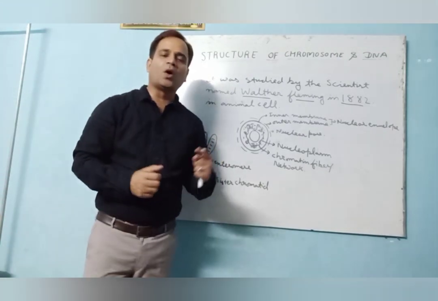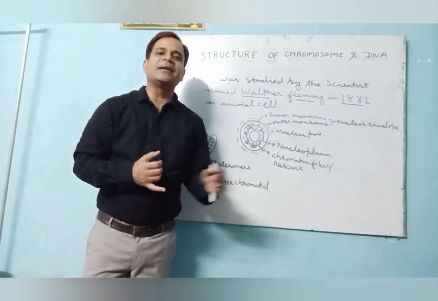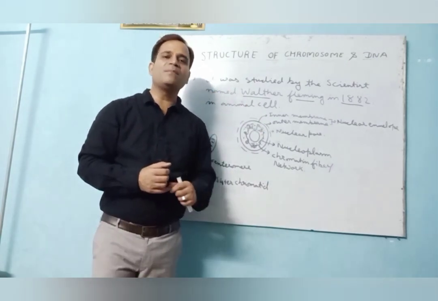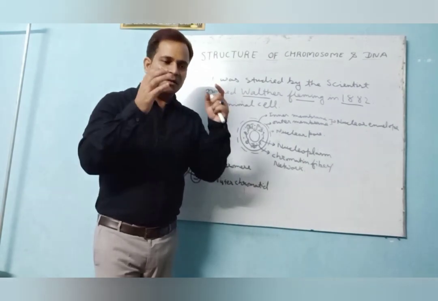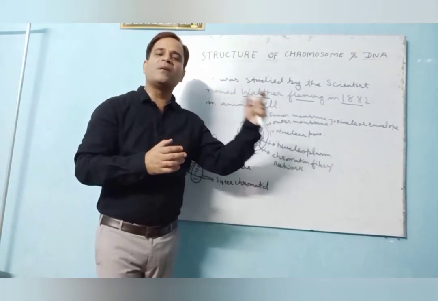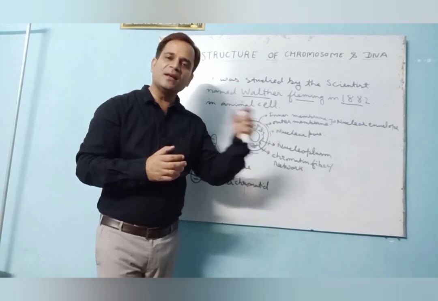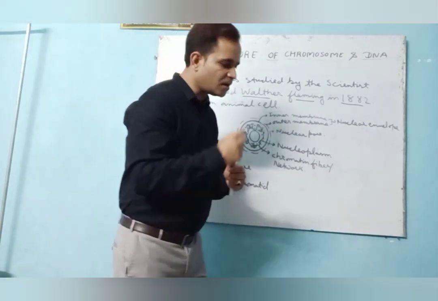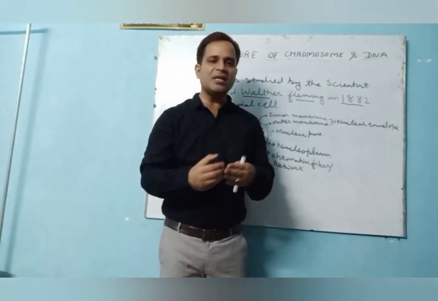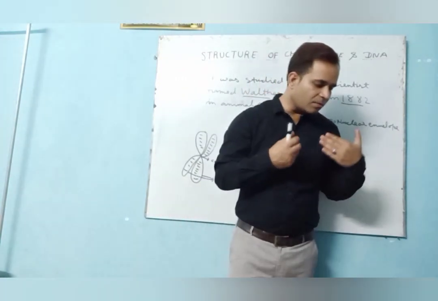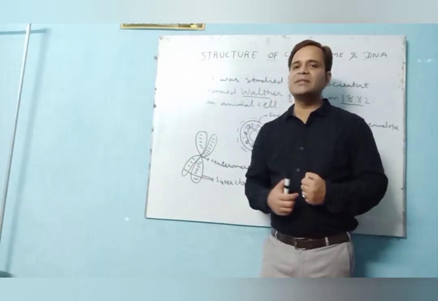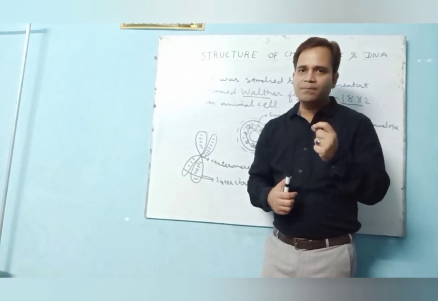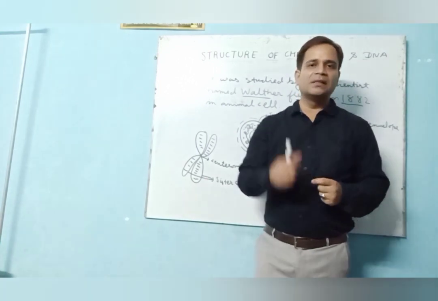One is autosomes, that is 22 pairs. It means 22 pairs which are coming from the male and the female. These 22 pairs of chromosomes carry the genes for the general body features or somatic characters. So this one is the function of the autosomes.